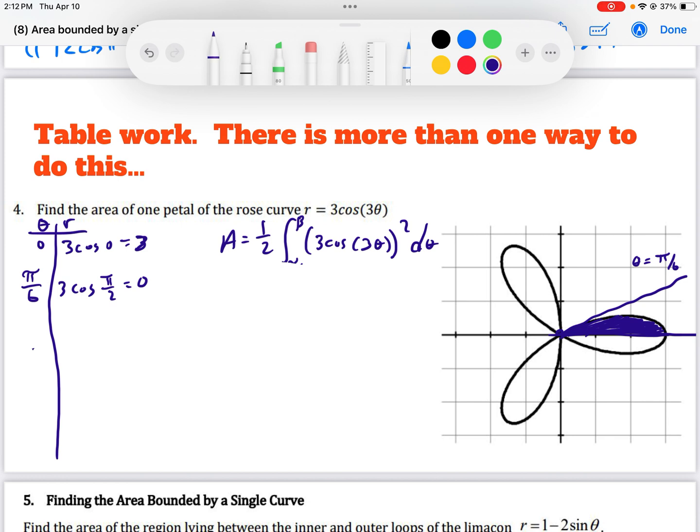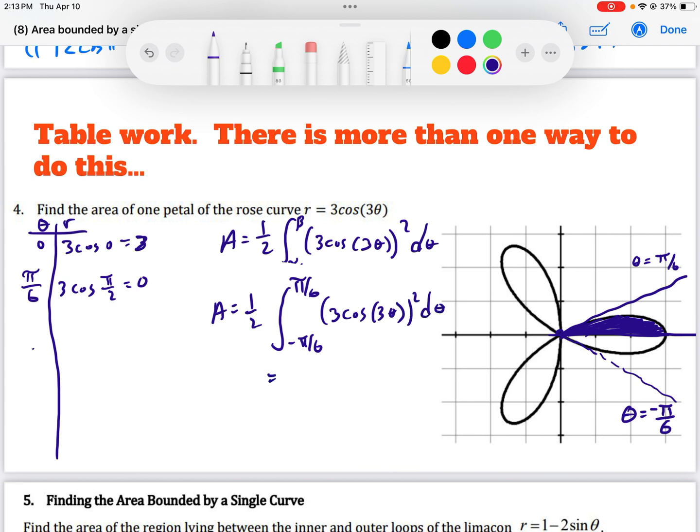What I also notice is that since this is symmetric, this theta over here has got to be negative pi over 6. I think this is the way most people see these. So the area will be equal to 1/2 the integral from negative pi over 6 to pi over 6 of (3 cosine 3 theta) squared d theta. When I plug that in, I get 2.356. All right, so that would be the answer. That's one petal.